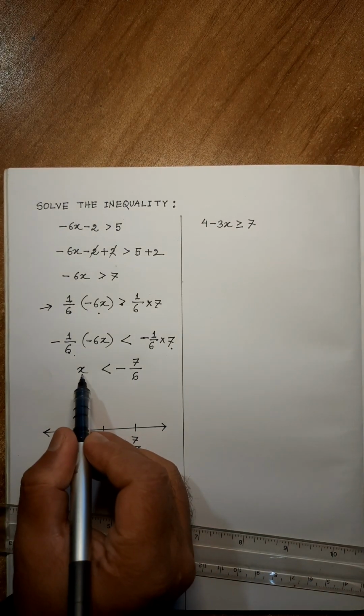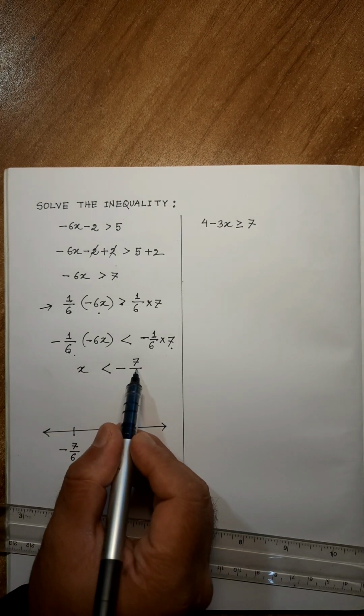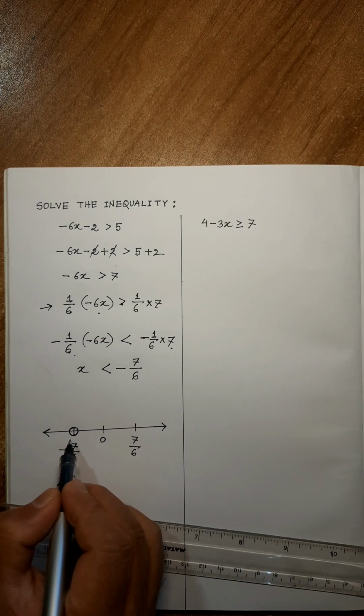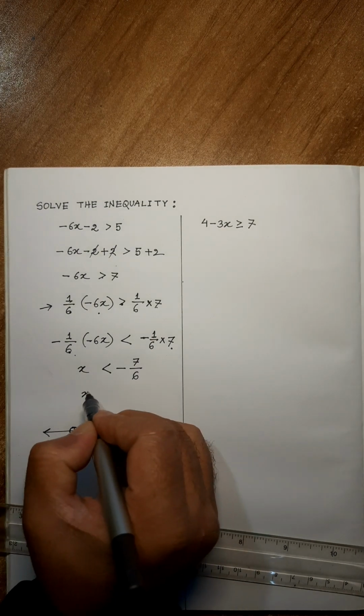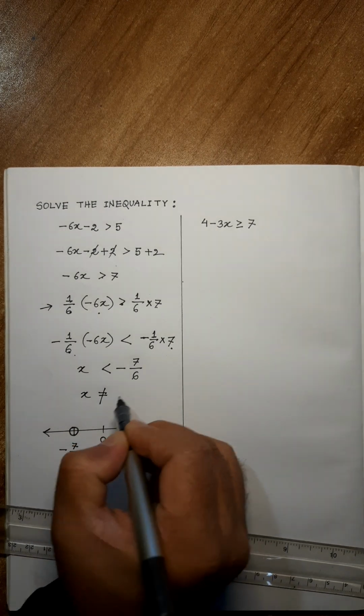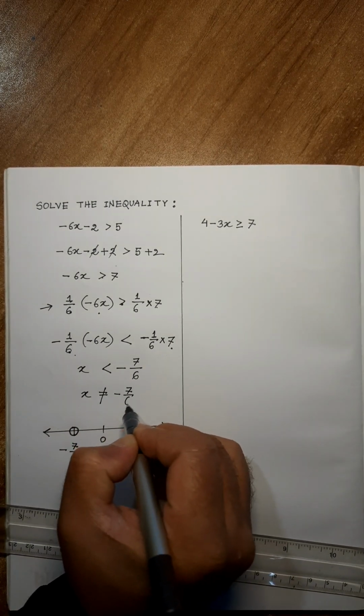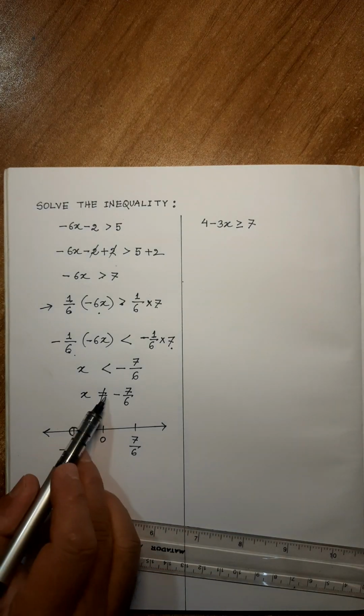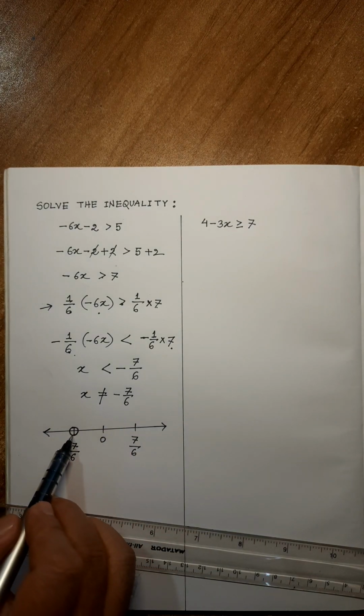Now the value of x must be less than negative 7 over 6. So this is our negative 7 over 6, but negative 7 over 6 itself is not included. Okay, x is not equal to negative 7 over 6. It is just less than negative 7 over 6. As x is not equal to negative 7 over 6, we are going to put an empty circle here.